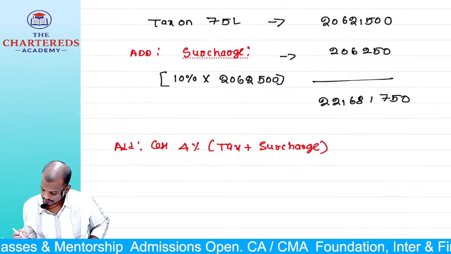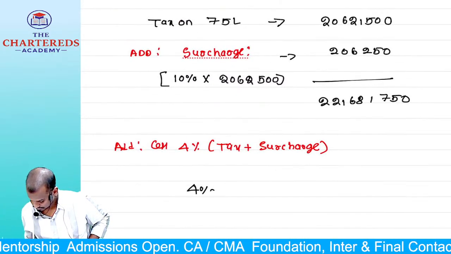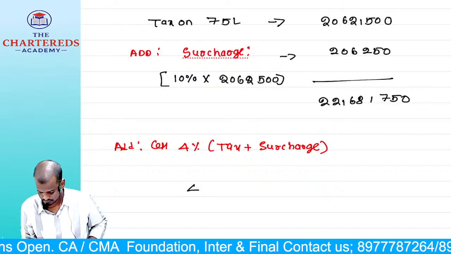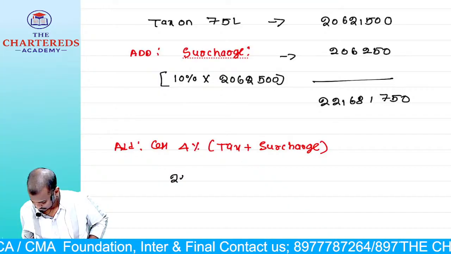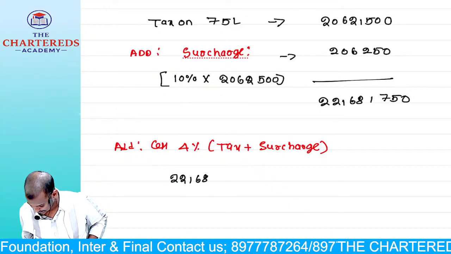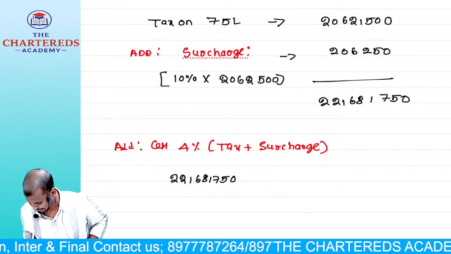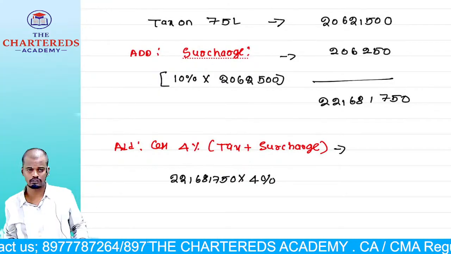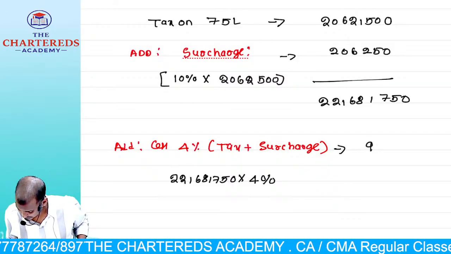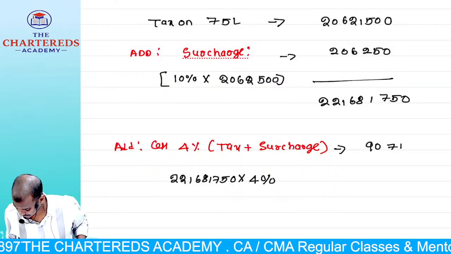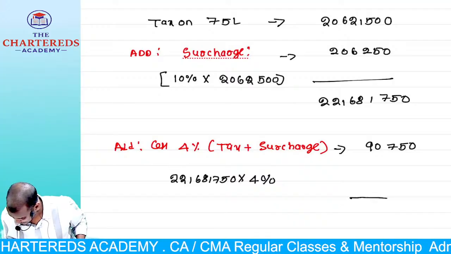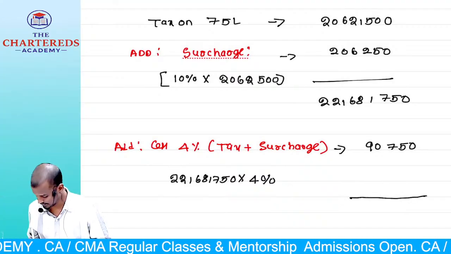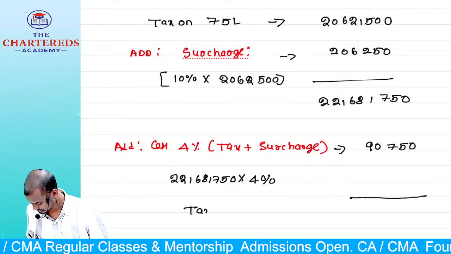So we can apply 4% on 22,68,750. Multiply with what percentage? 4%. What is the amount here, sir? 90,750. This is your tax liability, complete tax liability. Hope you understand my point.